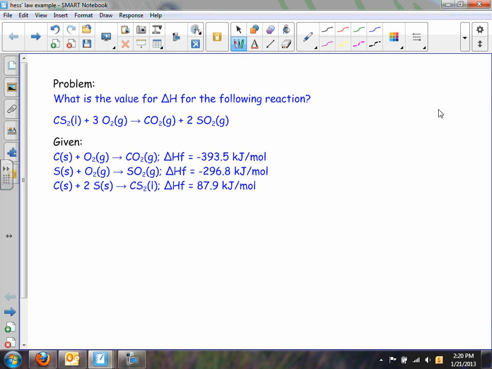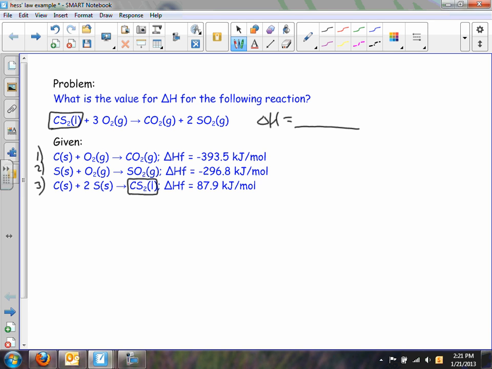So this is what I want to find the delta H for, this guy right up here. What I need to do is manipulate equations 1, 2, and 3 so that when you add them together, it looks like the top equation. So what I would suggest is looking at my answer. I know I need a carbon disulfide as a reactant with a coefficient of 1. In looking at equations 1, 2, and 3, the only one that has carbon disulfide is right here. It's not a reactant. It's a product.